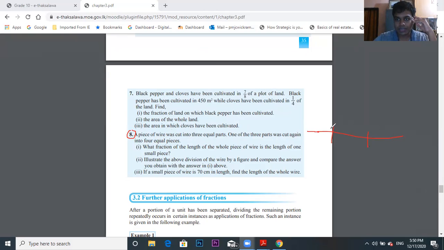3 equal parts. Okay, 1, 2, 3. One of the 3 parts was cut again into 4 equal parts. Okay, let's assume something like that. What fraction of the length of the whole piece of wire is the length of one small piece?